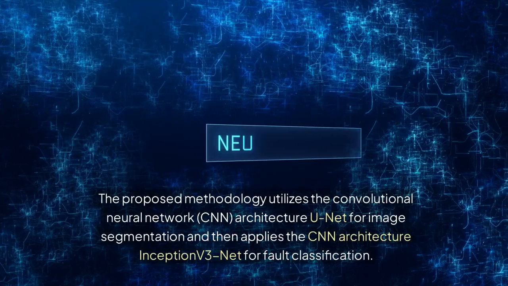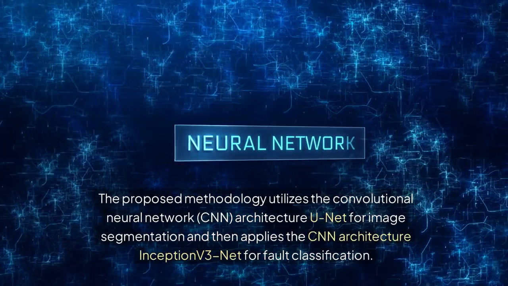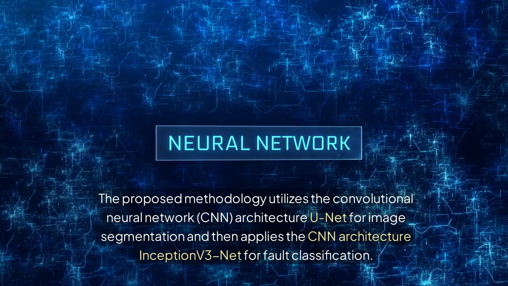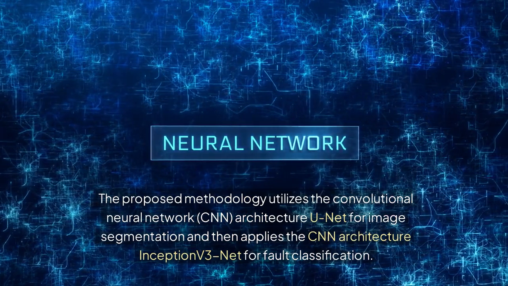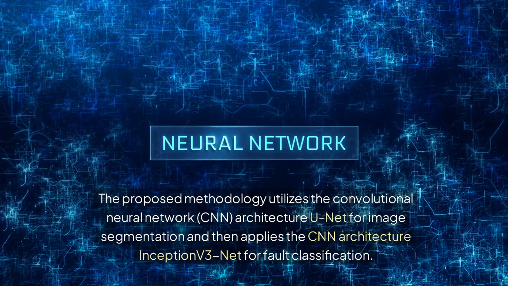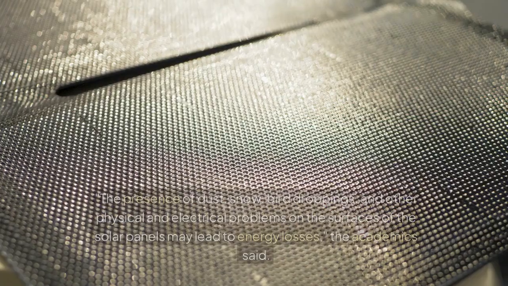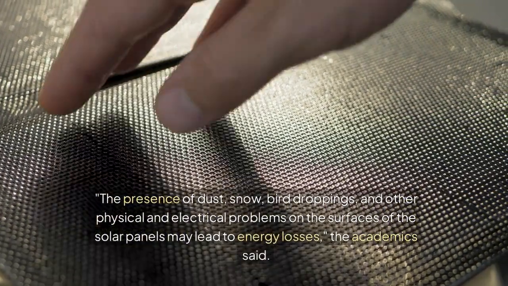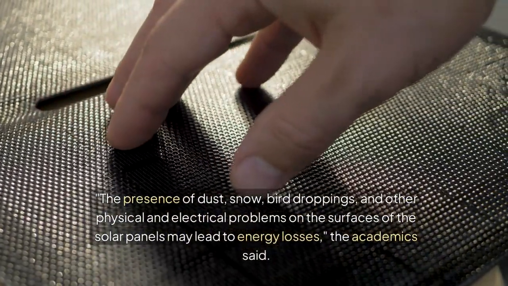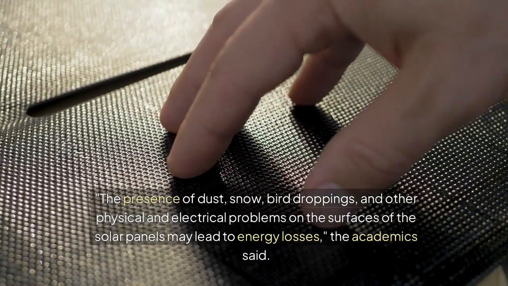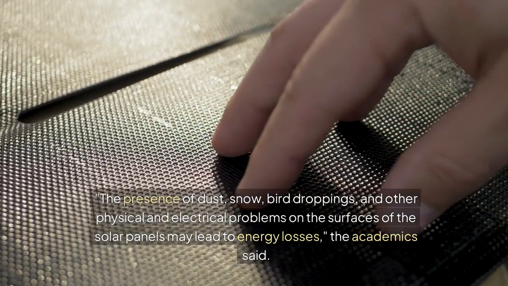The proposed methodology utilizes the convolutional neural network (CNN) architecture UNet for image segmentation and then applies the CNN architecture Inception 3 net for fault classification. The presence of dust, snow, bird droppings, and other physical and electrical problems on the surfaces of the solar panels may lead to energy losses, the academics said.